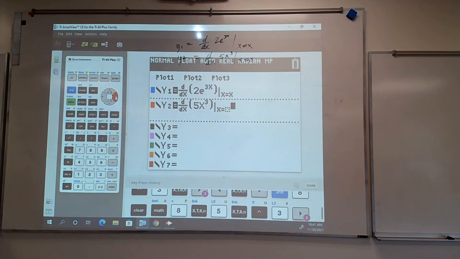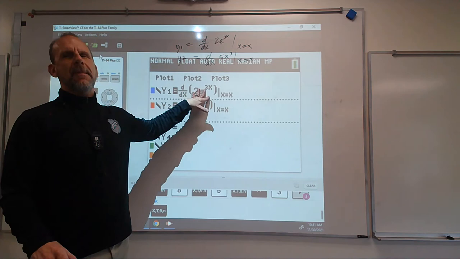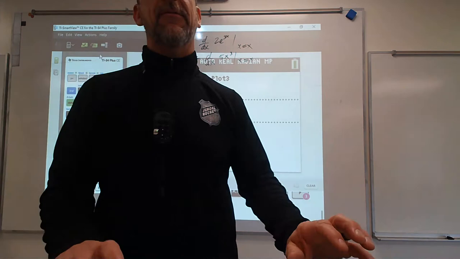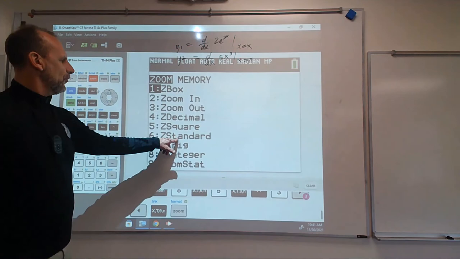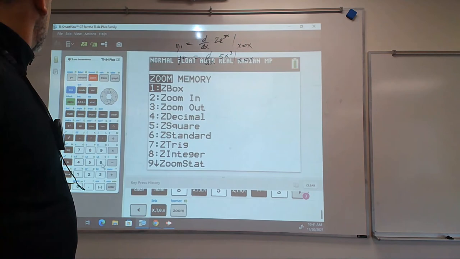Okay, so I'm graphing the derivative of this, I'm graphing the derivative of this, and because I'm graphing not trig, I press zoom 6. Zoom normal. And then when you're doing trig problems, make sure you press zoom 7. But after you're done with trig, don't forget when you go back and do a normal one, go back to zoom 6. All right, so we're doing zoom 6, and hopefully it'll be in there.